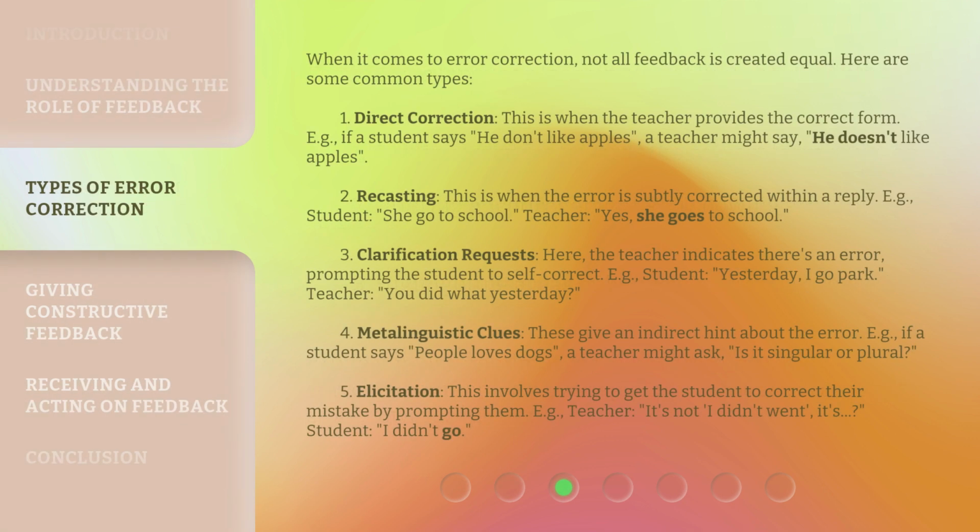When it comes to error correction, not all feedback is created equal. Here are some common types. 1. Direct correction. This is when the teacher provides the correct form. E.g., if a student says, "He don't like apples," a teacher might say, "He doesn't like apples."